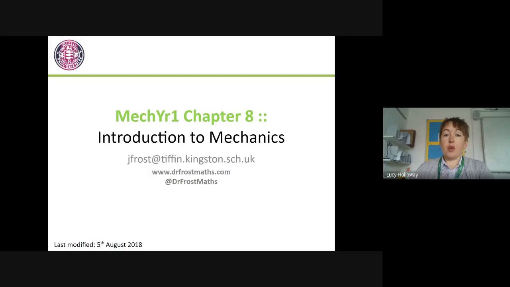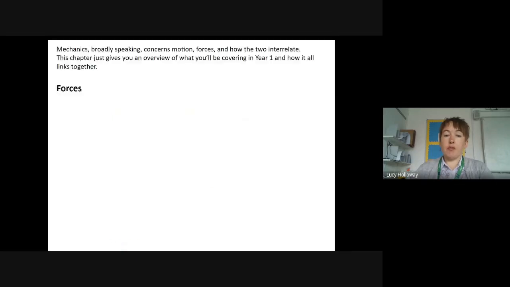So first of all, when we're thinking about mechanics, we think about forces. So immediately you can probably notice that there are a lot of parallels between the mechanics side of maths A-level and physics, and some of you might be doing physics as well as maths because they are very compatible subjects, and there is some overlap here.